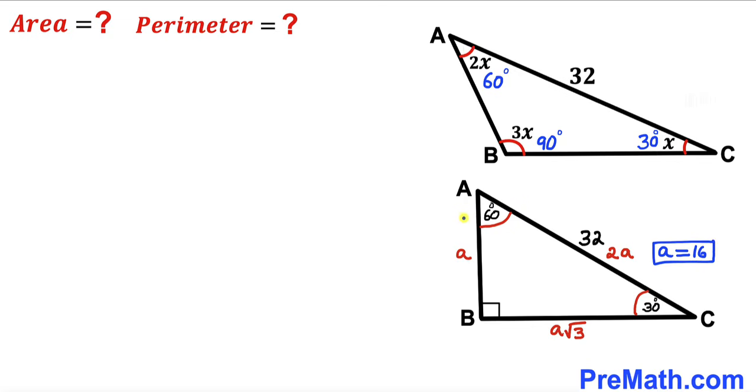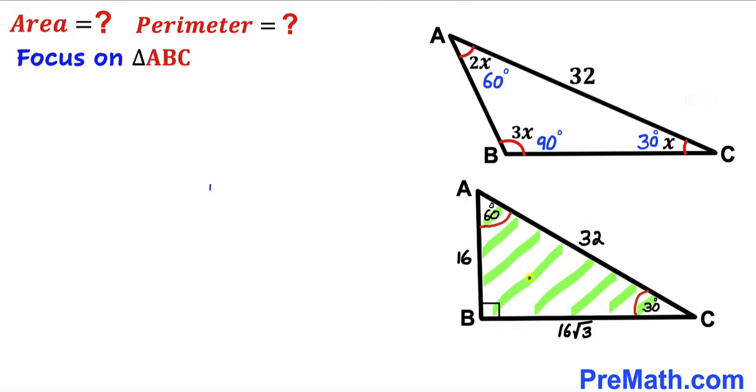So this side length AB is A, so this is going to be 16 units, and this side BC is going to be 16 times the square root of 3 units. So finally we figured out all these three side lengths. The side lengths are 16, 32 and 16 times the square root of 3.